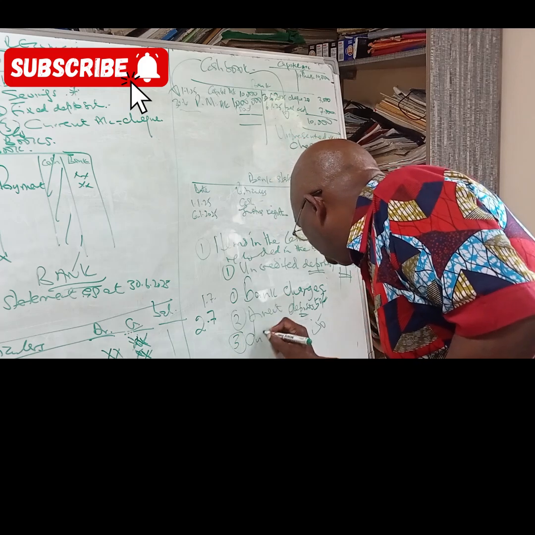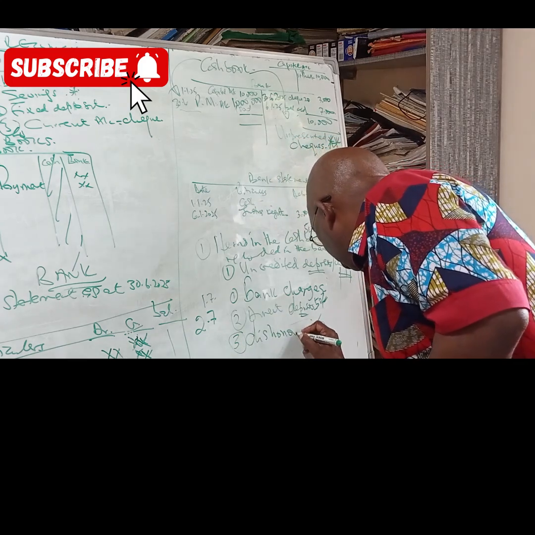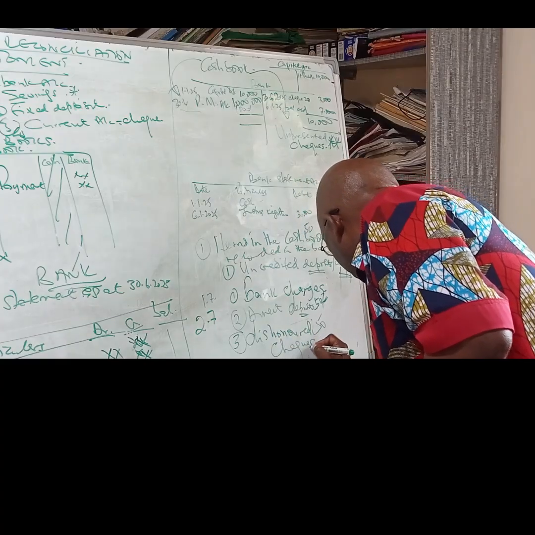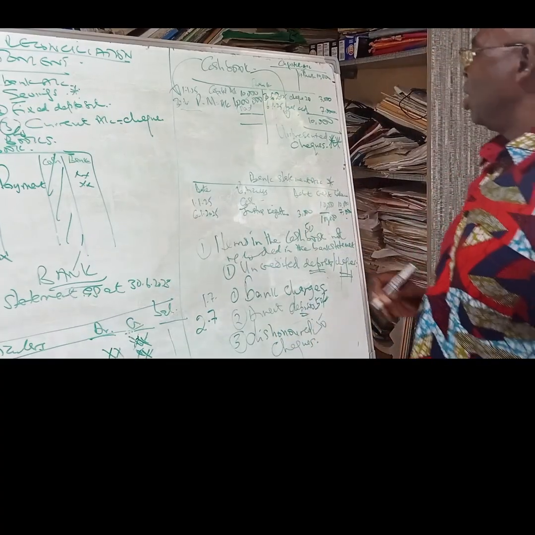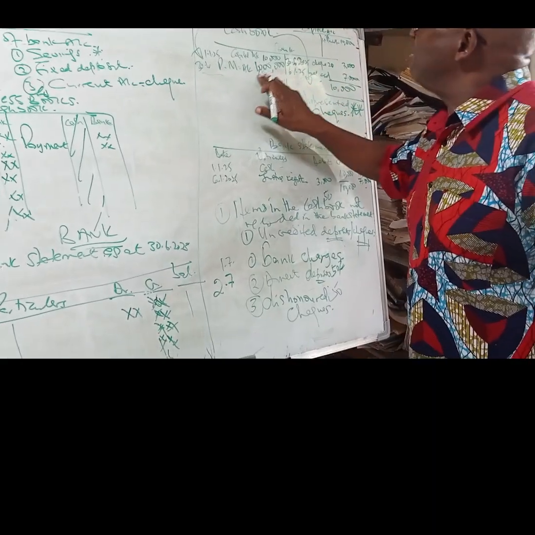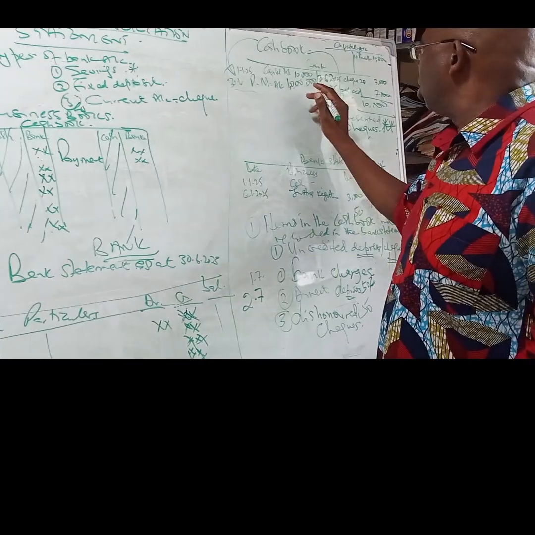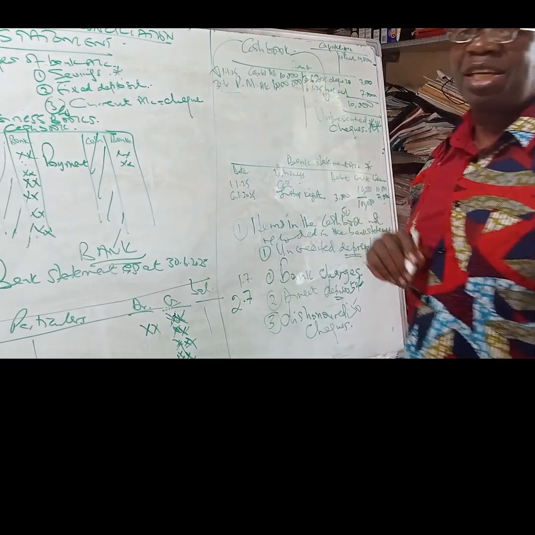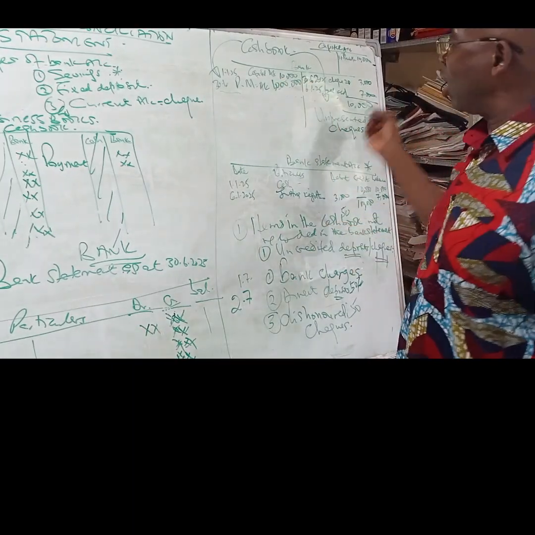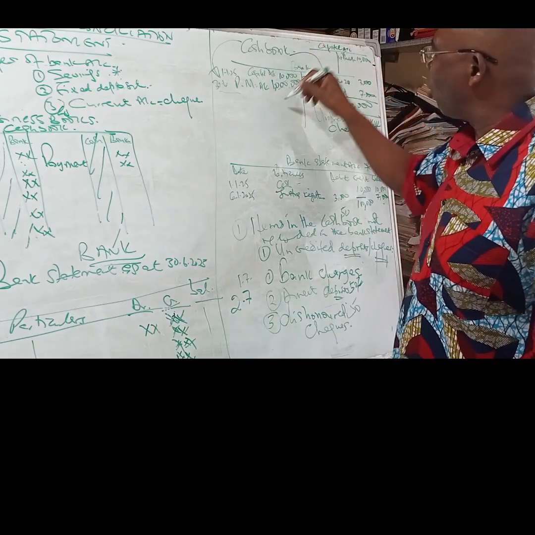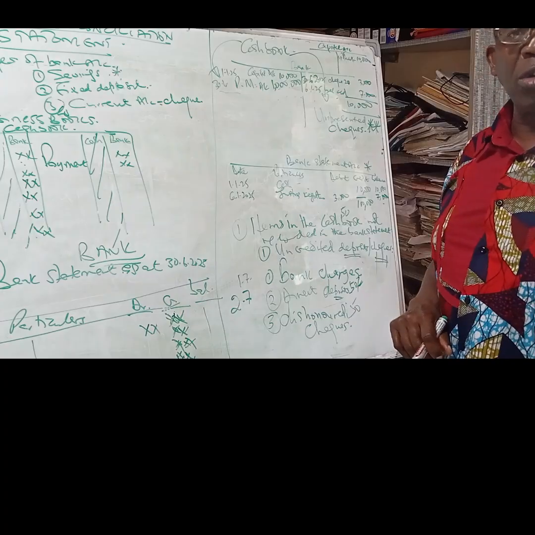What are dishonored checks? These are checks which we received from our customers. Say from Peter Bogoroki, we received a check of 1 million shillings, and we recorded in our cash book that we have put in our bank account 1 million shillings.